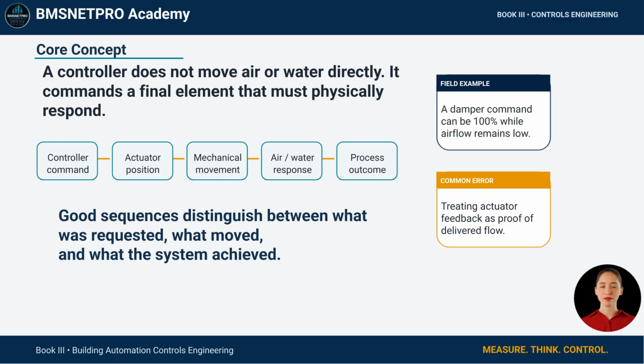The core concept is that a BAS command is only the first link in a chain. The controller commands an output. The actuator may move. The valve stem or damper blade may or may not move with it. The air or water may or may not respond. Finally, the process outcome tells us whether the building received the intended effect. This is why a good sequence distinguishes command, position, proof, and outcome. If those are mixed together on the graphic, the operator may believe the equipment is working when the physical process is not responding.